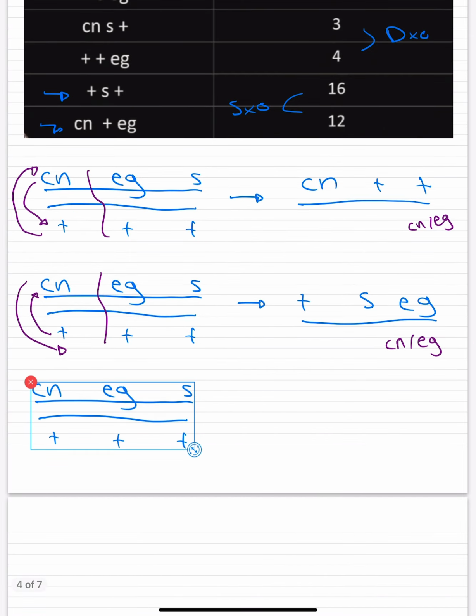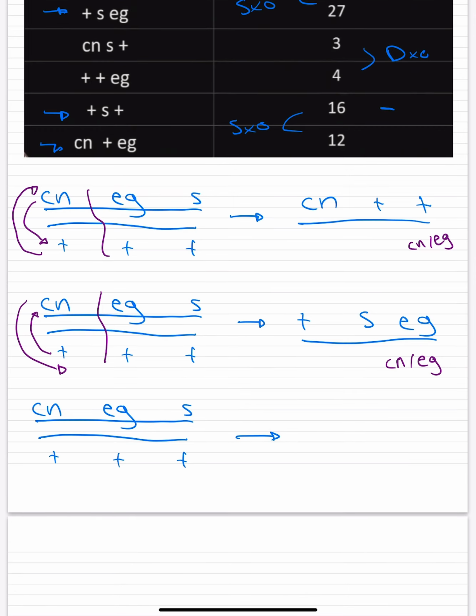And what we're going to do is essentially just keep this up until we get through all the single crossovers. The next chromosome we're going to do is this individual right here, with the plus S plus genotype.